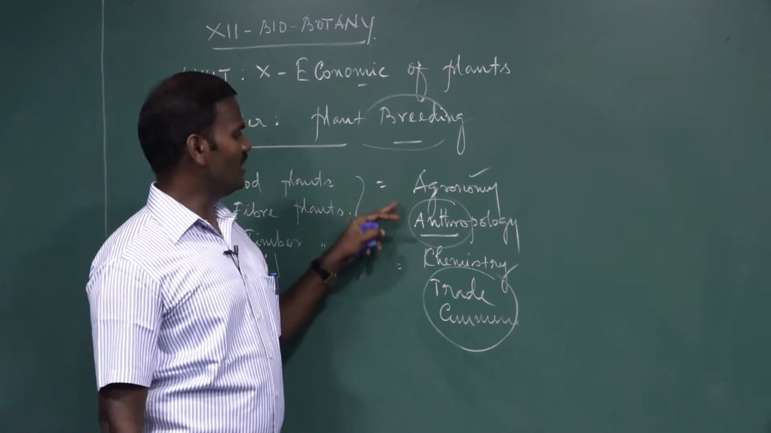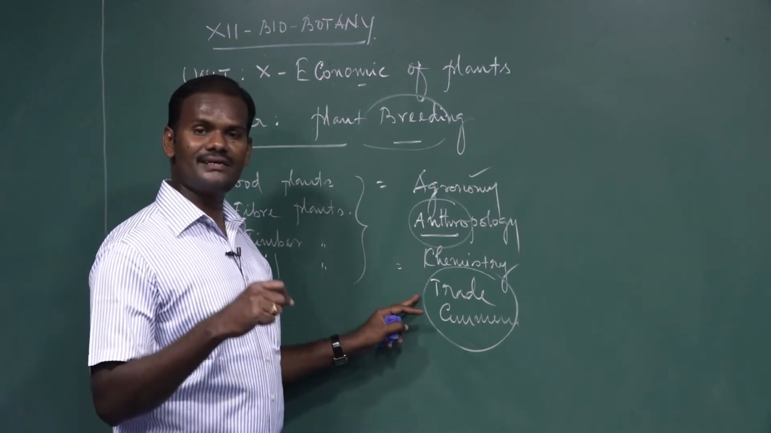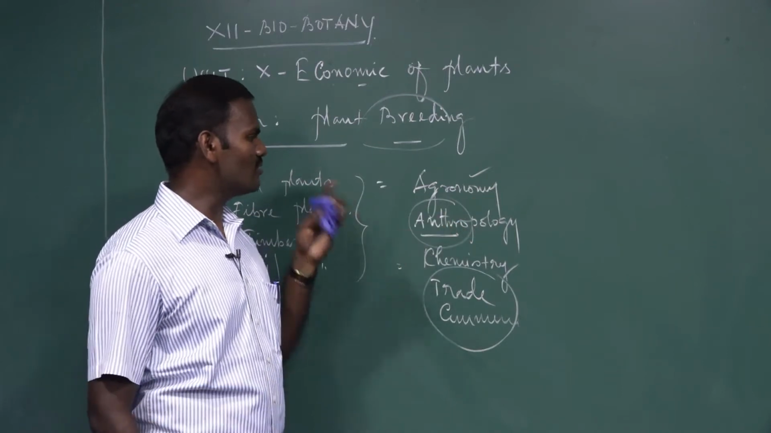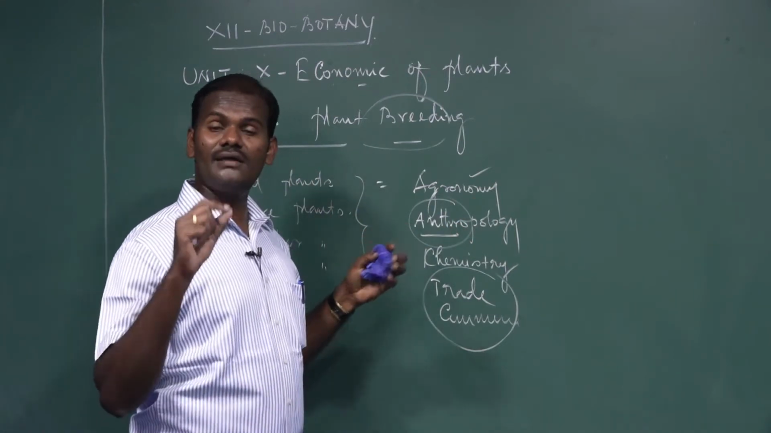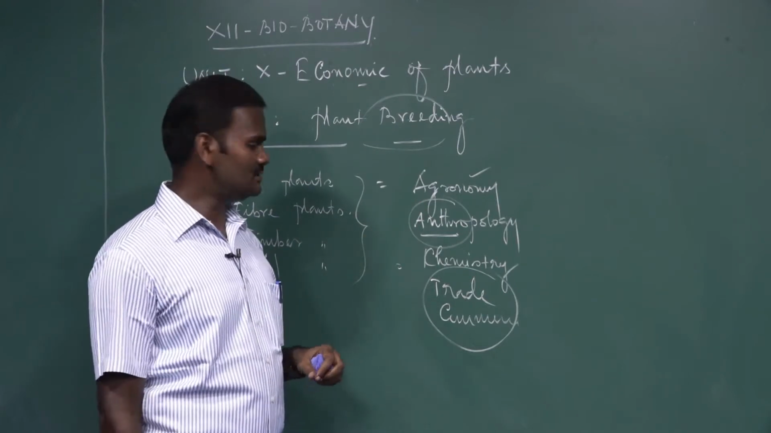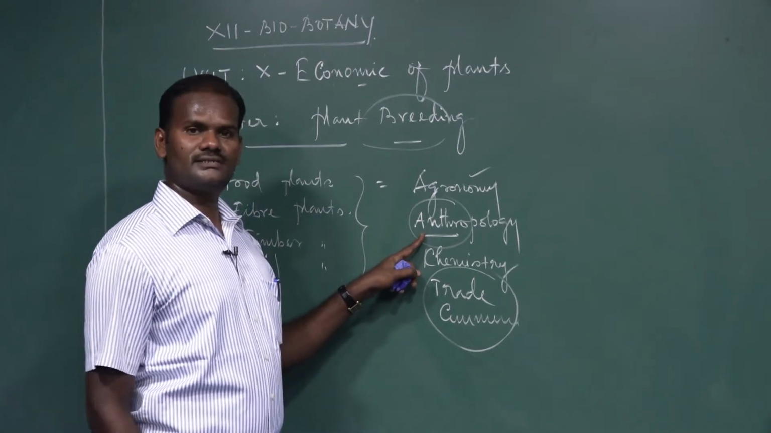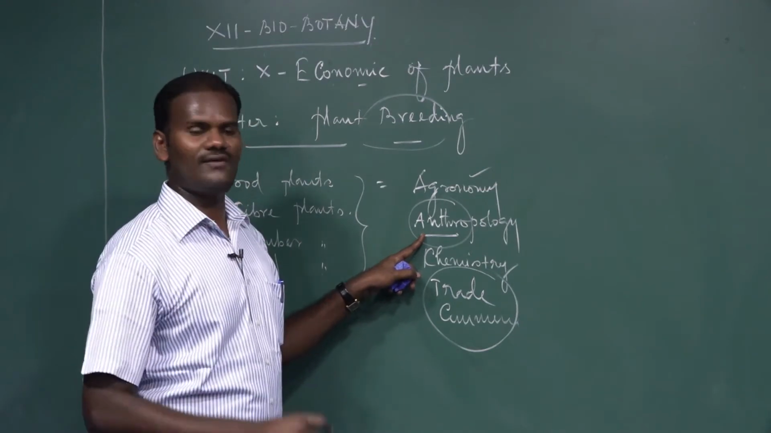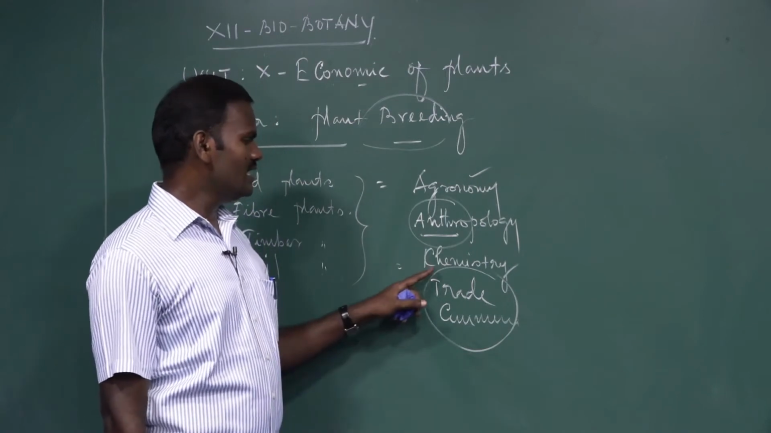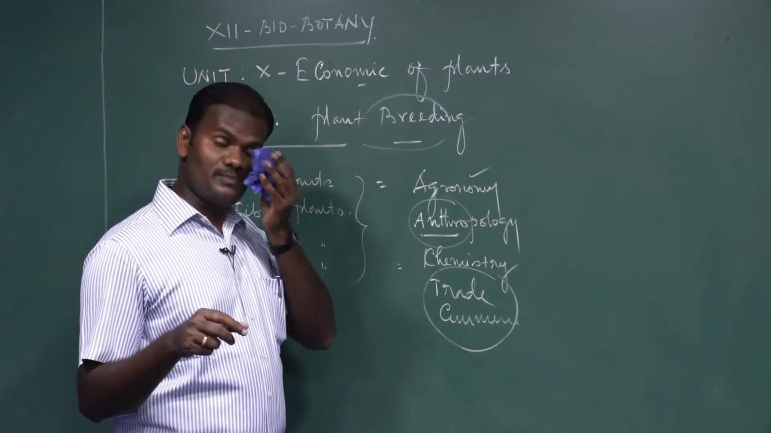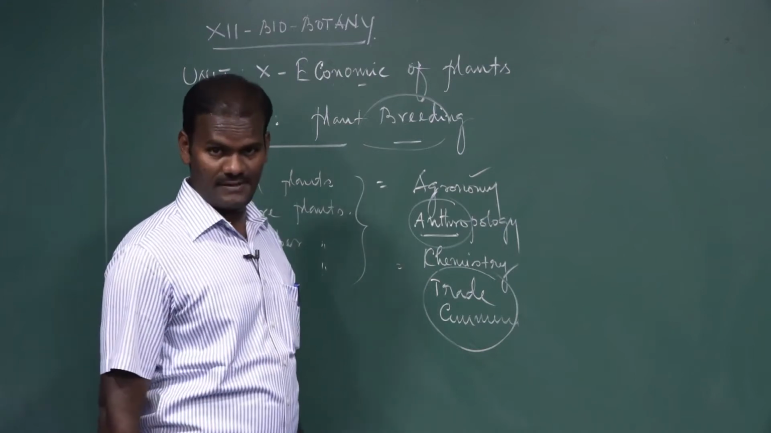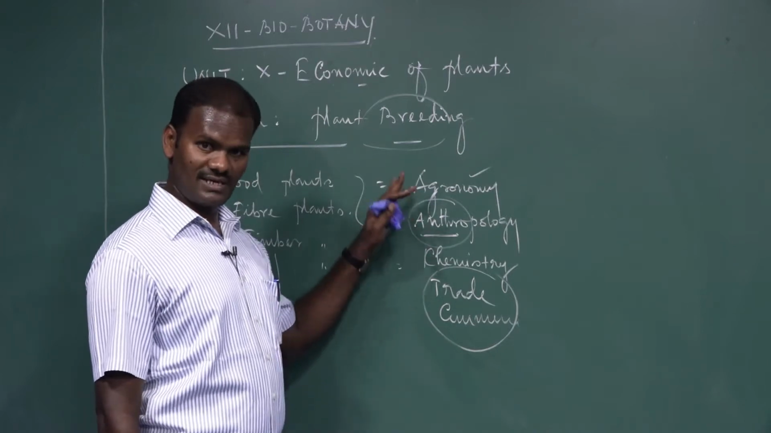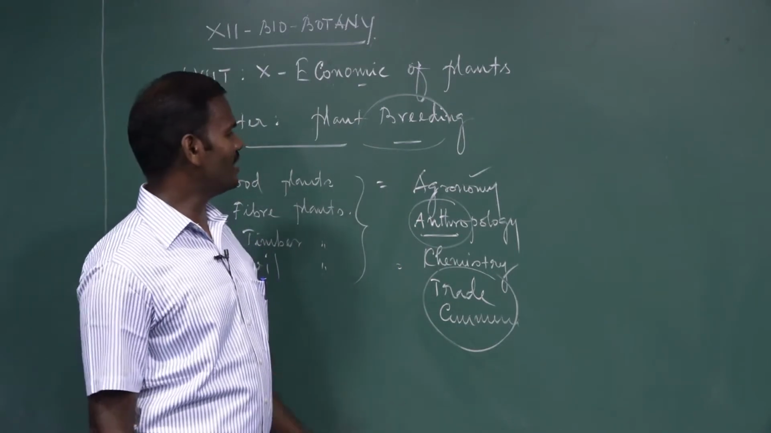So these are the various disciplines of science that are interconnected by economic plants. For example, agronomy is nothing but soil management and also crop improvement. Anthropology is the study of human history and also the lifestyle of human beings. Chemistry concerns the chemical compounds present in plants, also called phytochemistry, and the study of these chemical compounds. And also trade and commerce. These are intersected by economic plants.